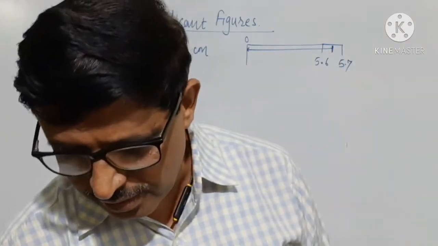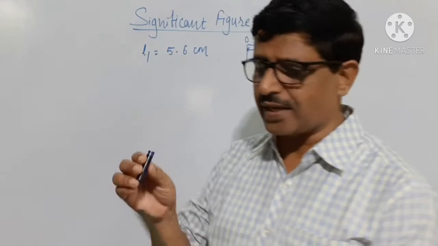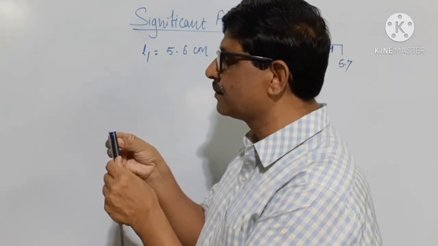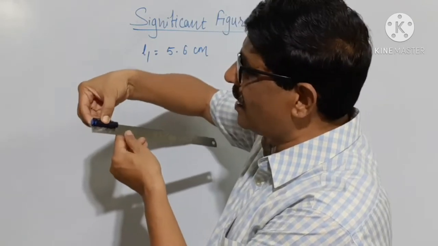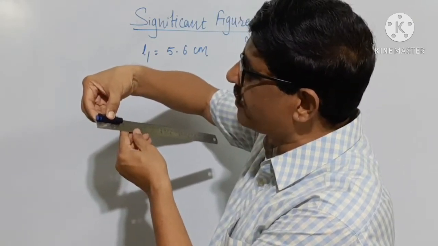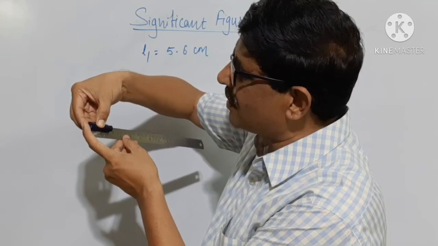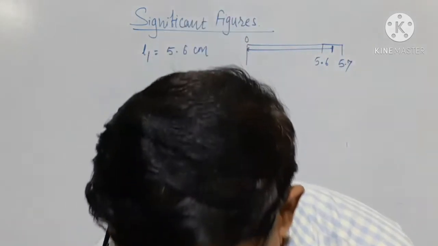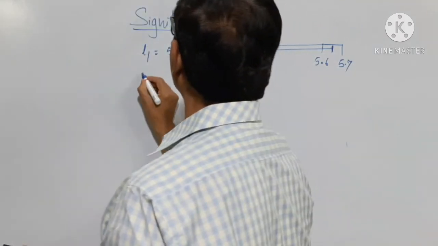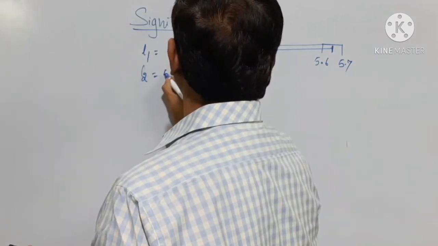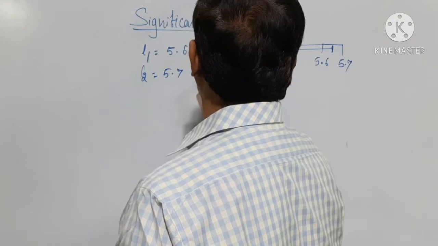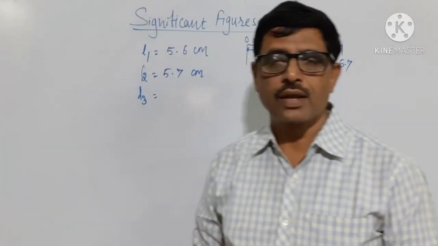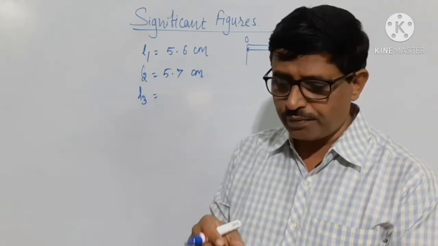I will repeat the same observation once again. Here what I see is that the length of the cap is, again, 5.7 centimeter. This L2 is equal to 5.7 centimeter, and in a similar manner we will think of the third observation.